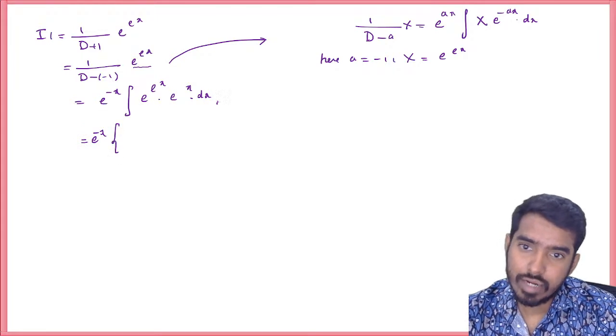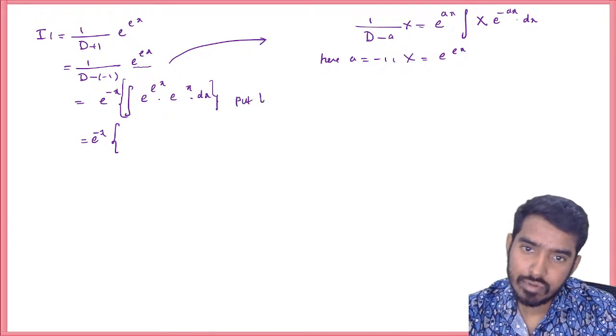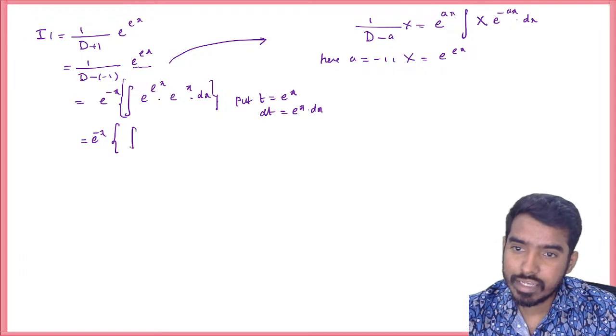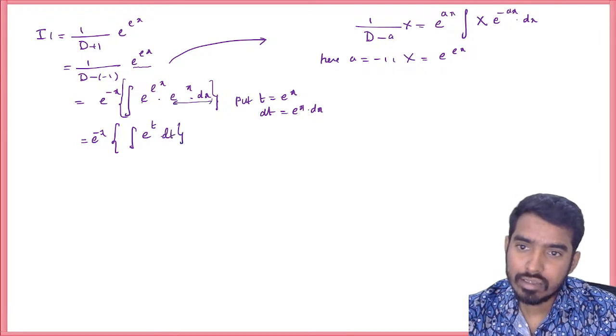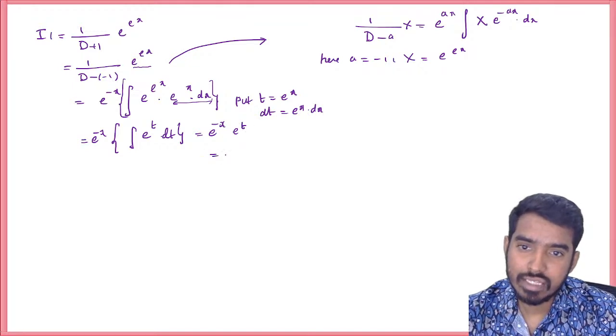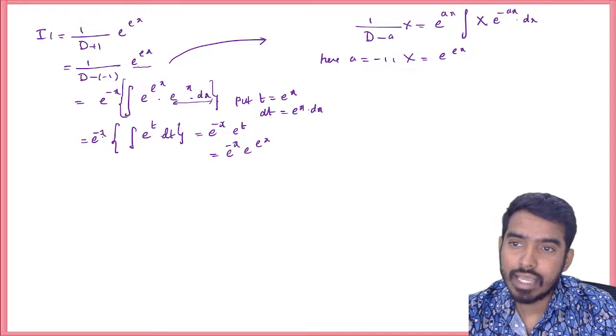Now for integrating this term, what I'm going to do is put t is equal to e power x. So dt will be e power x dx, right? Differentiation of e power x is e power x again. Integration of e power x dx is dt, right? This is e power t. So this will be e power minus x, integration of e power t is again e power t only. Now replace t by e power x. This is the value of I1. E power x into e power minus x is your I1 value.